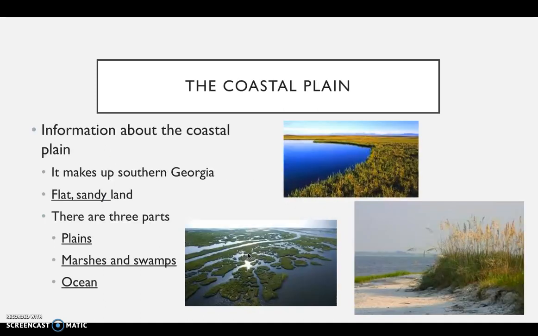The coastal plain. This is some information about the coastal plain. It makes up most of southern Georgia. Flat, sandy land. There are 3 parts: the plains, marshes and swamps, and the ocean. Please look at the pictures and pause the video to take your notes.